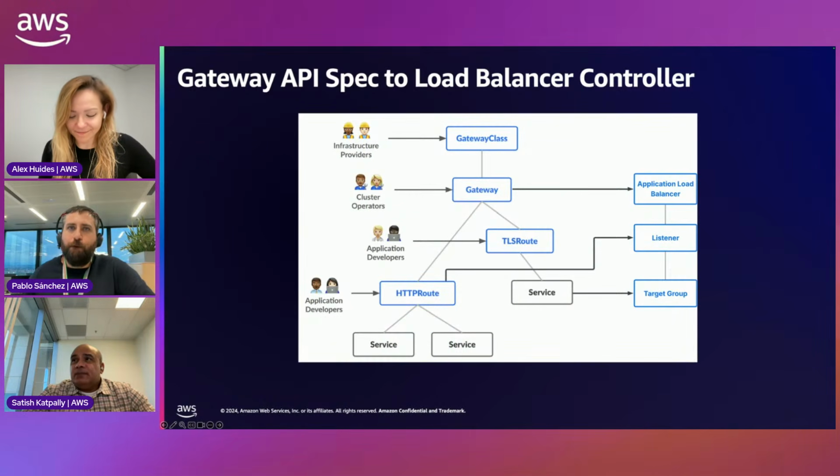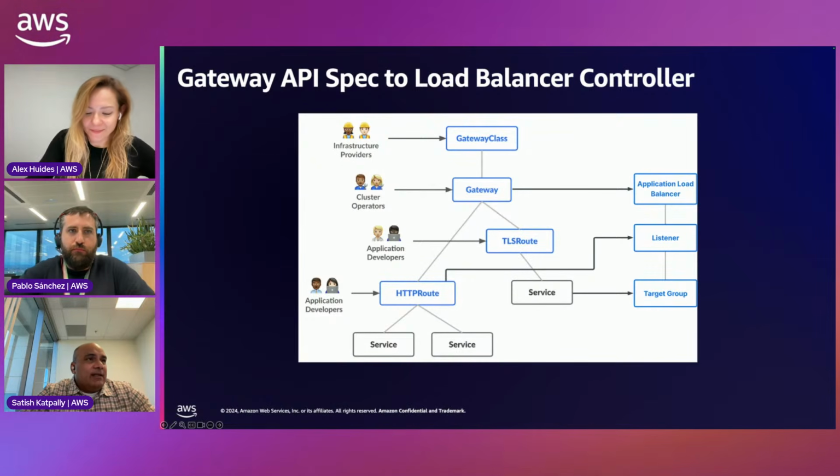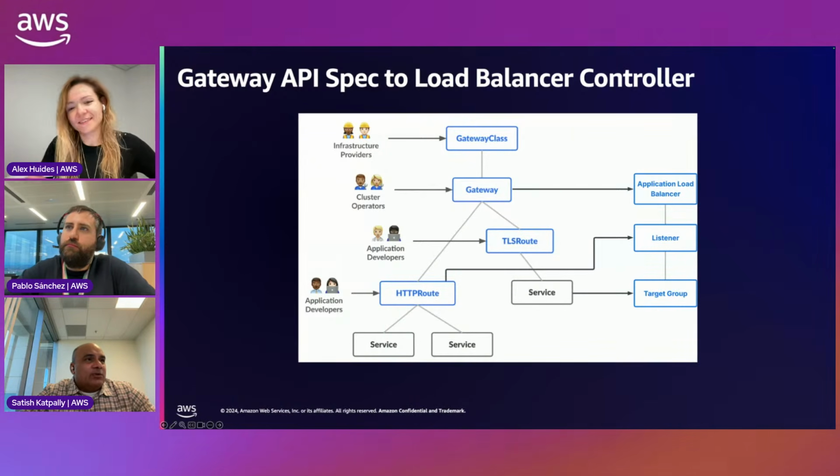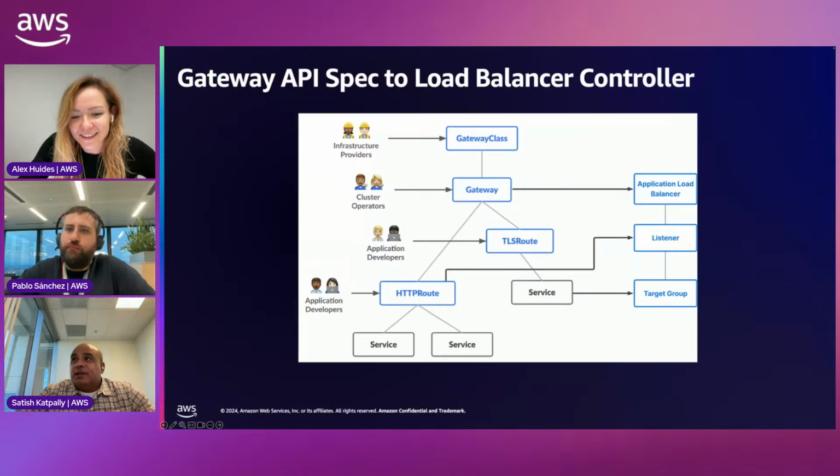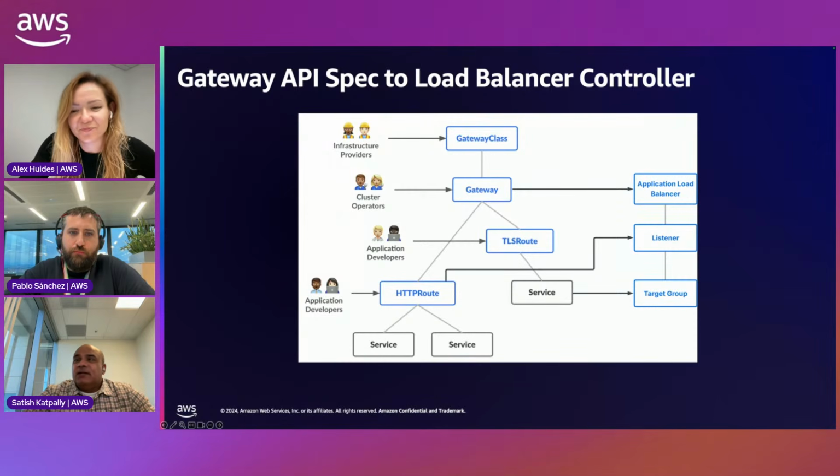So here the gateway would be the actual load balancer, just like the Ingress API's load balancer controller spins up a load balancer. Here we're spinning up the ALB, and then the TLS route or HTTP route points to the listener, and then the service is the target group. Yeah, right? That makes sense.